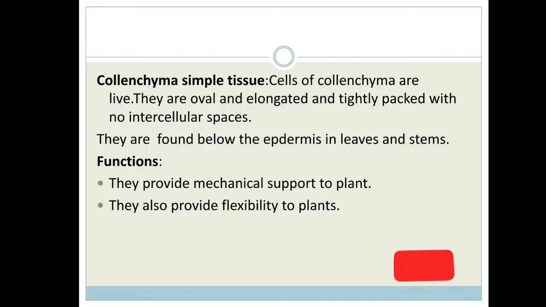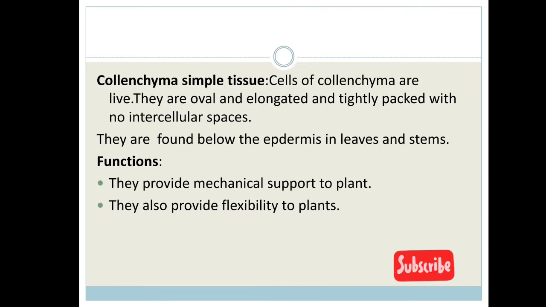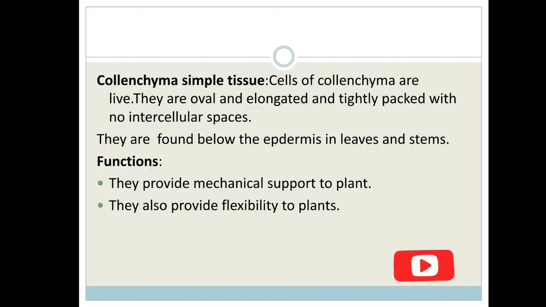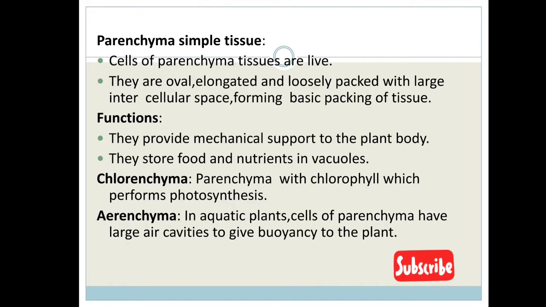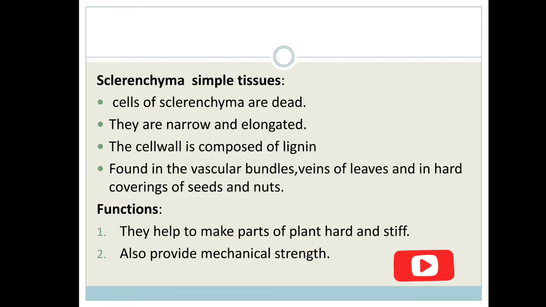So you see this parenchyma, then collenchyma. Here the cells are live, but in case of sclerenchyma, the cells here are dead. Then next difference we have found that the cells of the parenchyma simple tissue are loosely packed, and here large intercellular space is present in between them. But in case of the collenchyma, there are no intercellular spaces between them. So this is the main difference between these simple tissues.